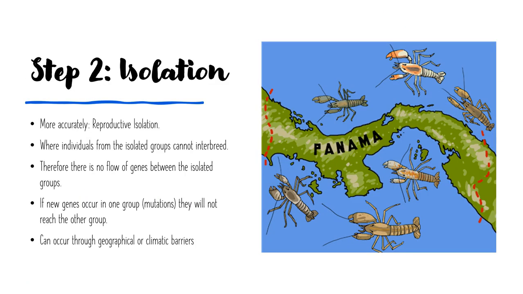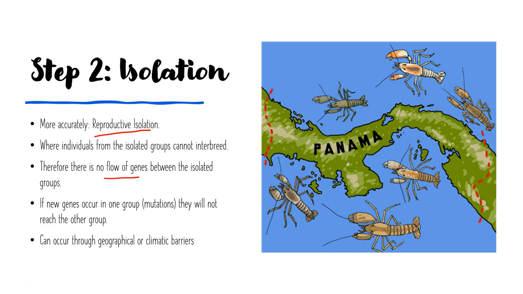The second step is that the original population needs to be isolated. And this is more accurately termed reproductive isolation, because isolation can be physical, as we see here, with the different clawfish species being isolated by a landmass, with Panama in the way, and us seeing different species on the east versus the western side. It can be through a mountain or a river, but it can also be through mating habits. So this is where we get no flow of genes between the isolated groups.